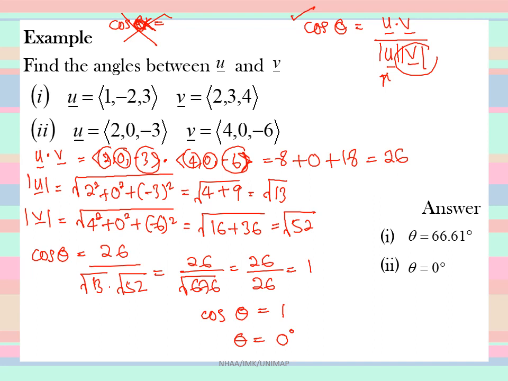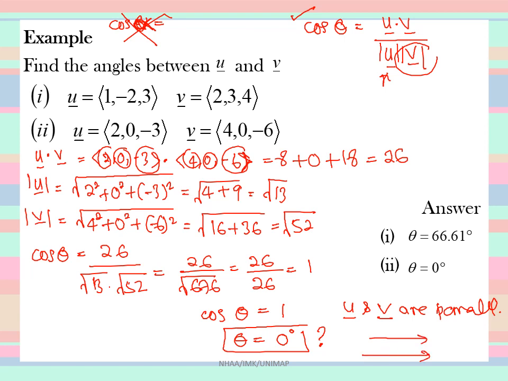So what does it mean when your theta equal to 0 degree? It means that vector u and vector v are parallel. Okay, so they might be parallel in this way, or they might be in line. Okay, because they are parallel. Alright.